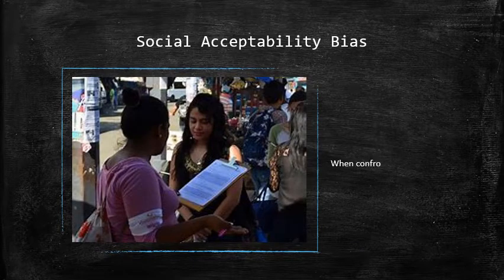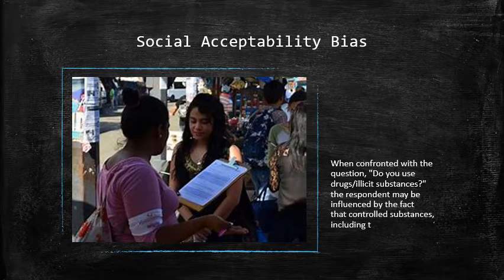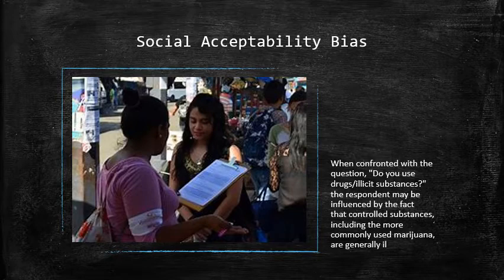When confronted with the question, "Do you use drugs or illicit substances?", the respondent may be influenced by the fact that controlled substances, including the more commonly used marijuana, are generally illegal. Respondents may feel pressured to deny any drug use or rationalize it, such as, "I only smoke marijuana when my friends are around."